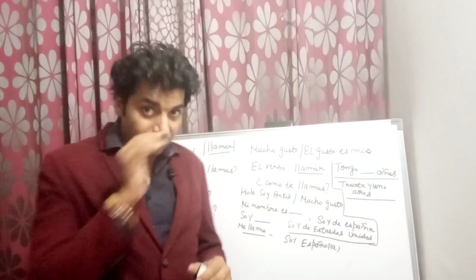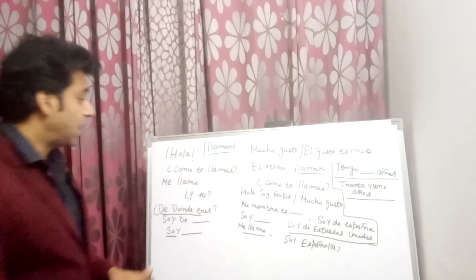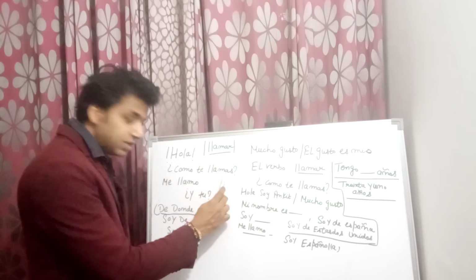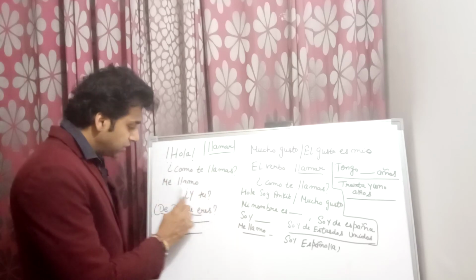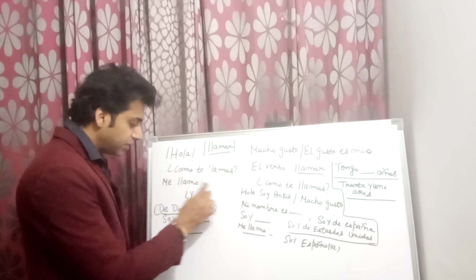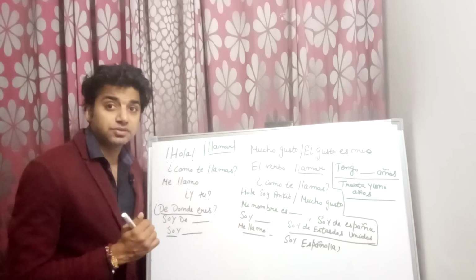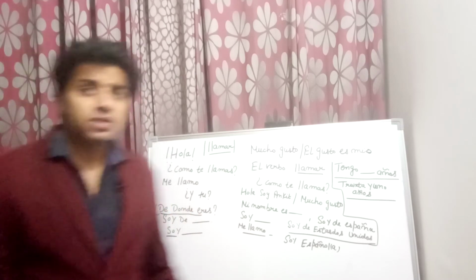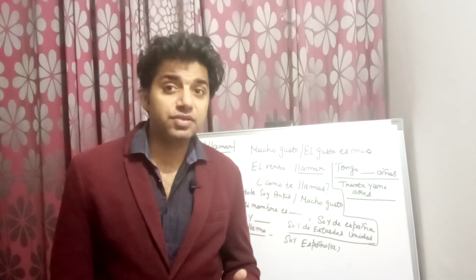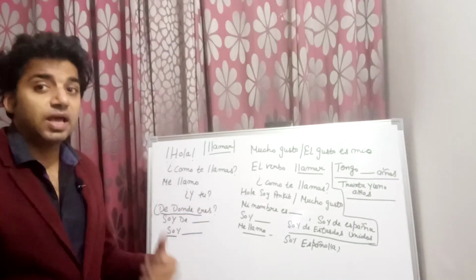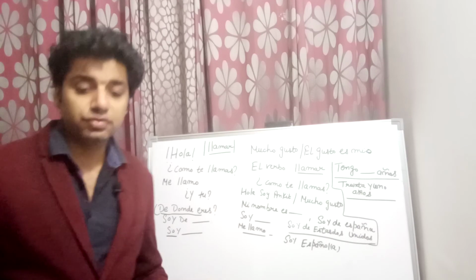So repeat after me. I'm repeating one more time. We have hola, ¿cómo te llamas? Me llamo, my name is. What is your name? Y tú, and you. ¿De dónde eres? I'm asking, from where you are. Is that clear to you?